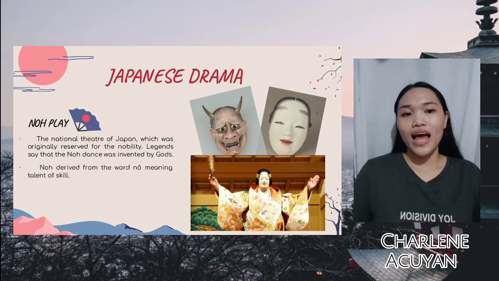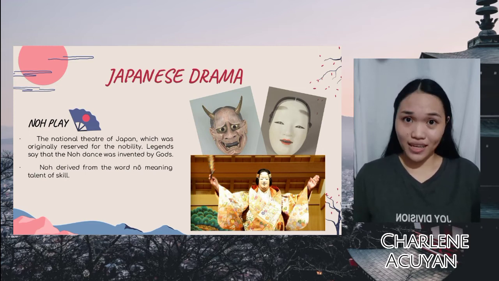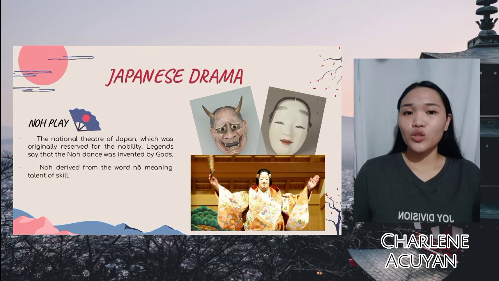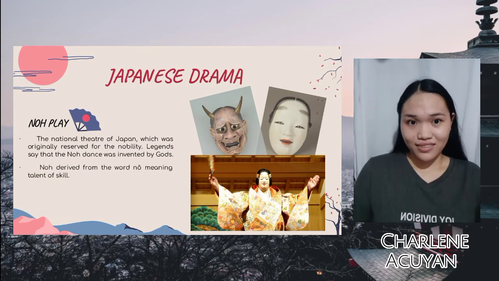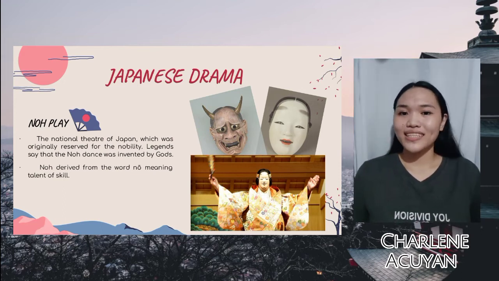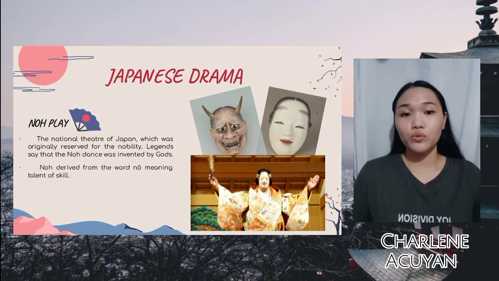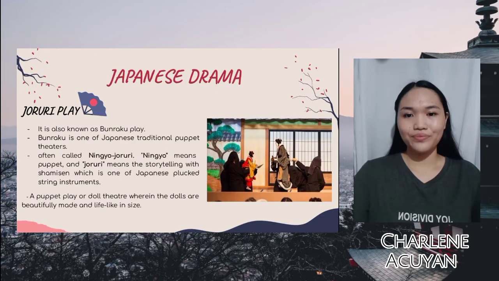The first drama is the no play. No play is known as the oldest surviving form of Japanese theater. Legends say that no dance was invented by gods. It combines music, dance, and acting to communicate Buddhist themes. No integrates masks, costumes, and various props in a dance-based performance, requiring highly trained actors and musicians.